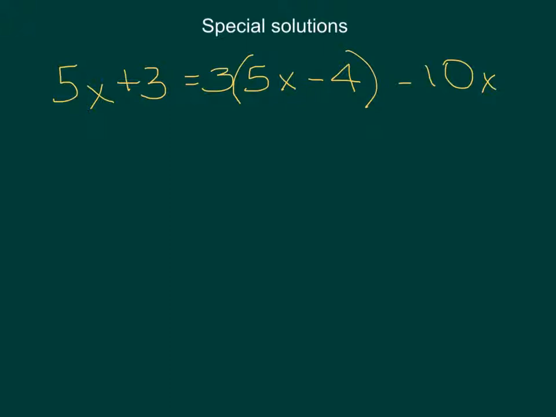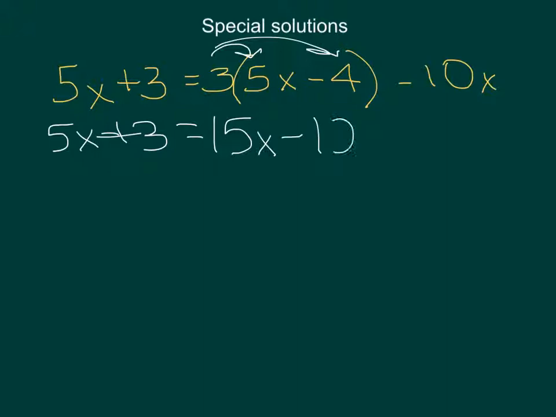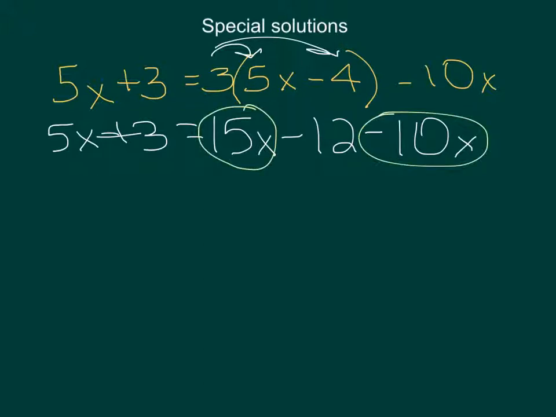So this first example says 5x plus 3 equals 3 times 5x minus 4 minus 10x. We just learned that we distribute first. So 5x plus 3 equals 15x minus 12 minus 10x. So you first want to combine these x's that are over here together. So 5x plus 3 equals 15x minus 10x is 5x minus 12.